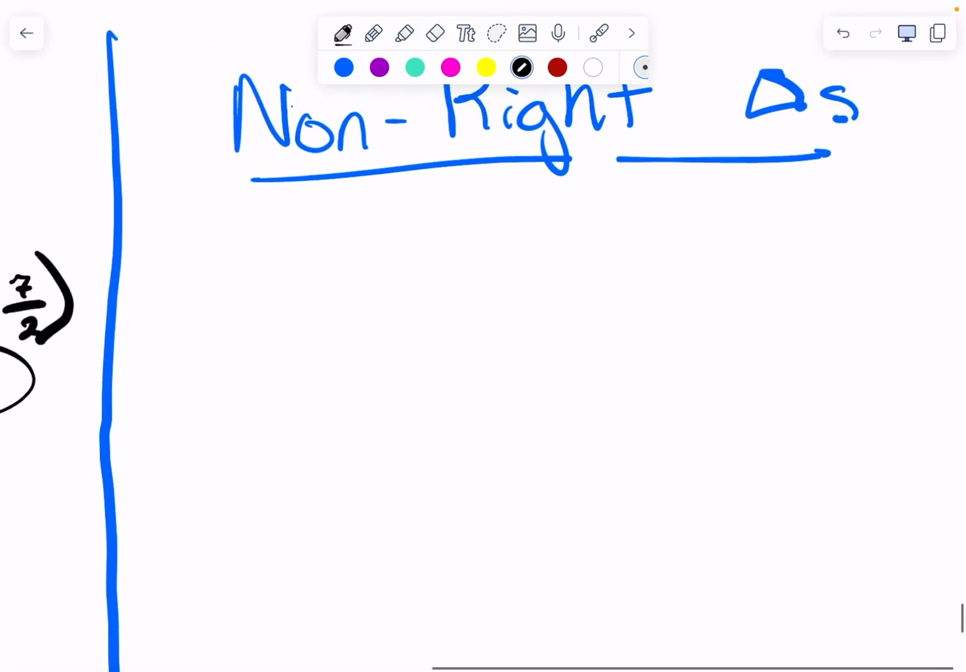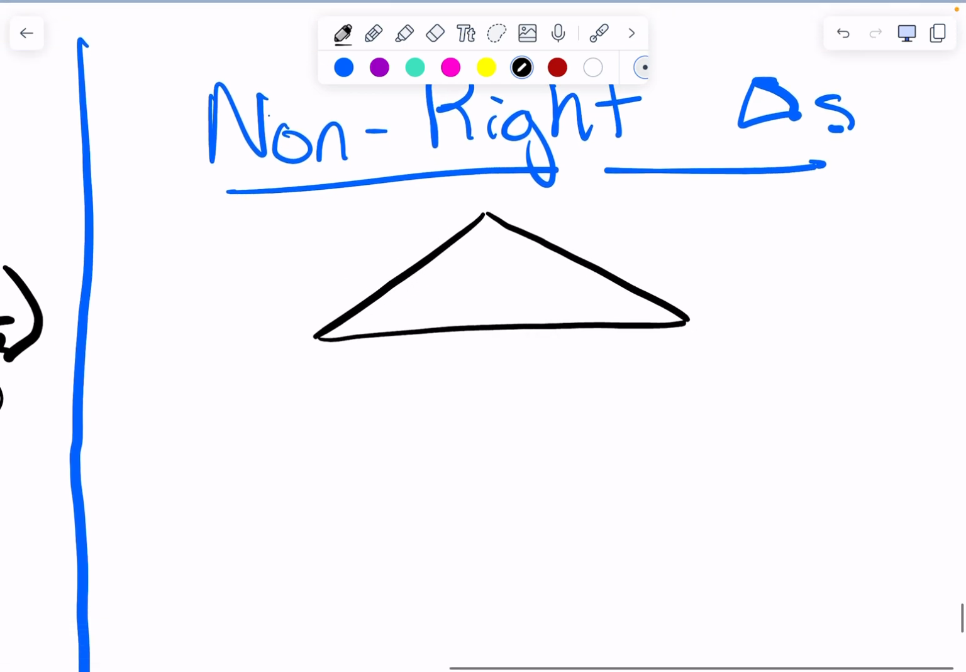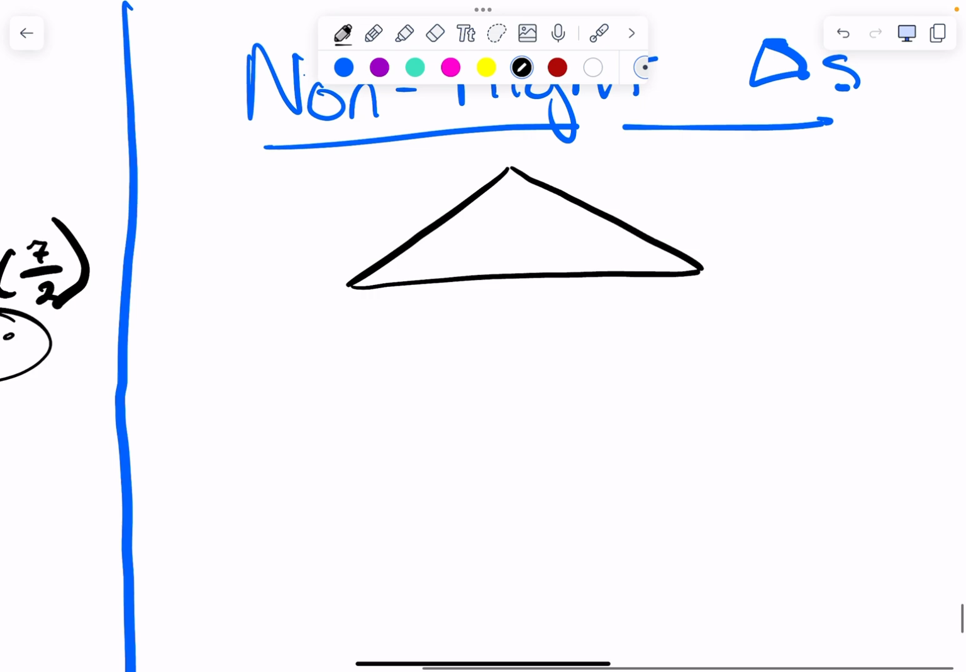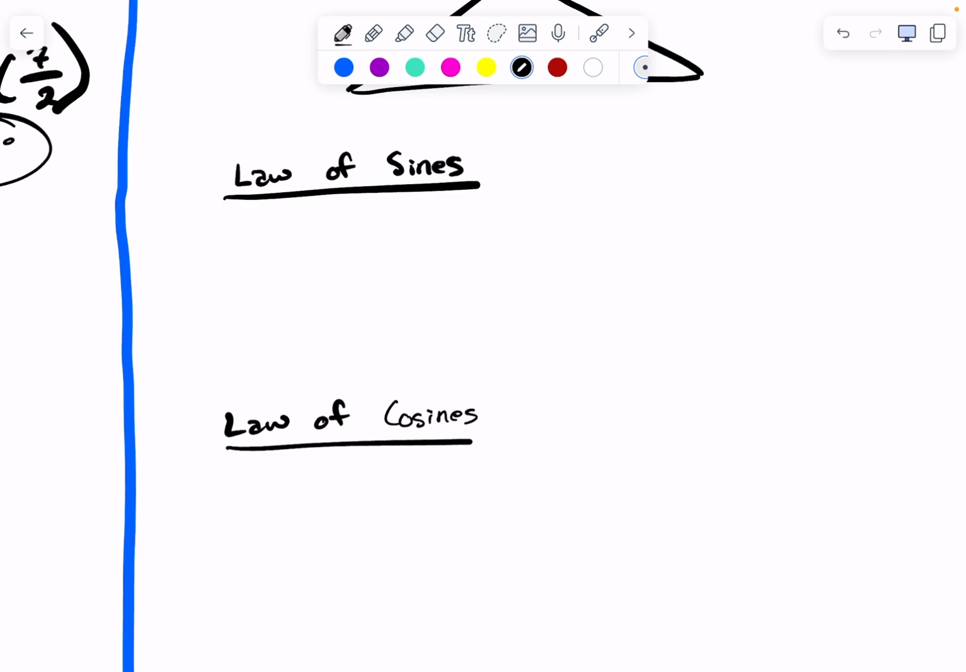Non-right triangles. I don't know how I want to draw this. I'm going to draw the roof on a house. This is going to be an obtuse triangle. Whatever the non-right triangle looks like doesn't matter, just not a right triangle. I have two options for non-right triangles, and they are the law of sines and the law of cosines. These two formulas help me find angles and sides both, kind of like SOHCAHTOA you could use to find angles or sides. Doesn't matter, right?